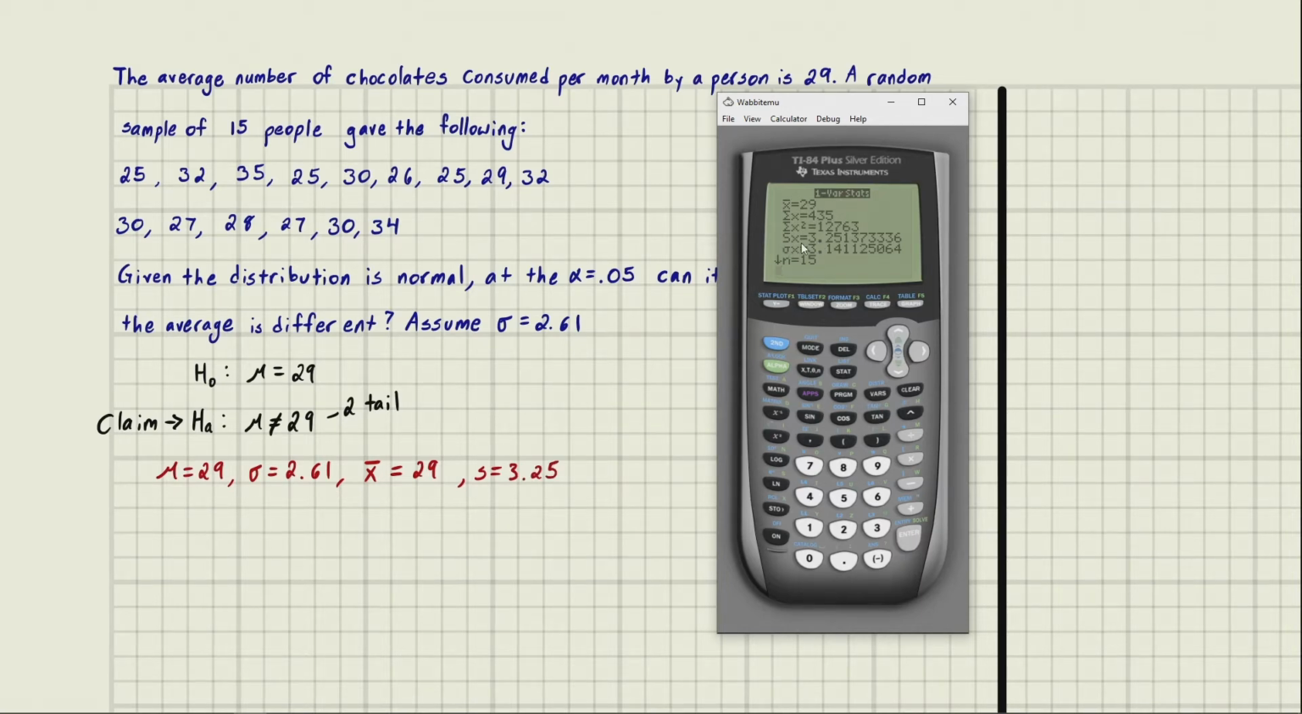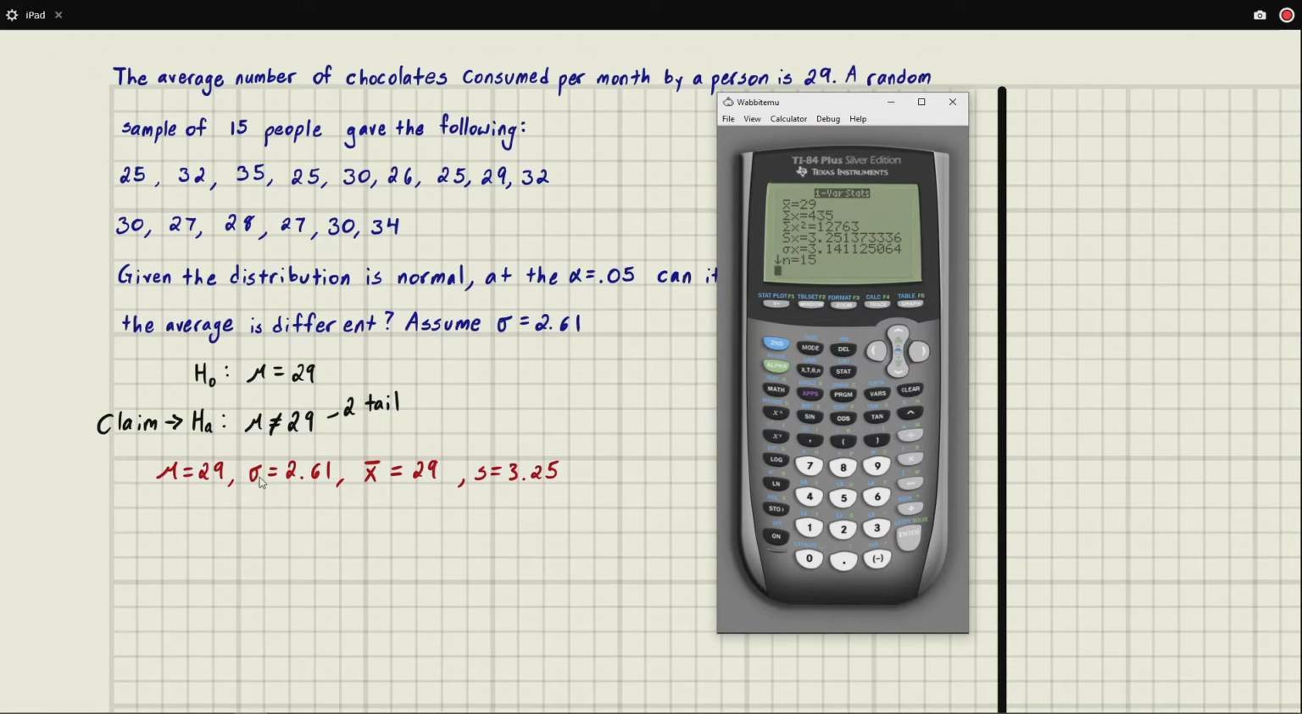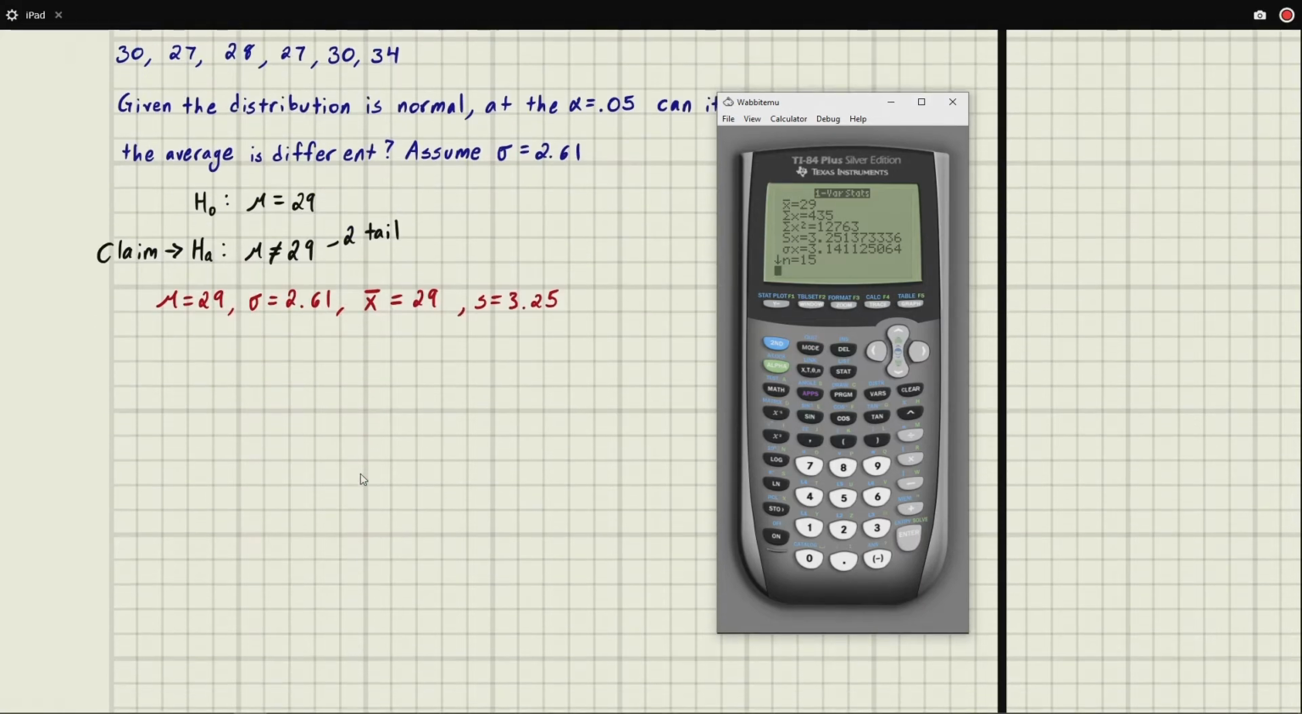That's the SX right here. We want this one because it's a sample. All right, great. So having this, let's go ahead and get our test stat. Some people draw a picture first. I'm going to go ahead and do the test stat.